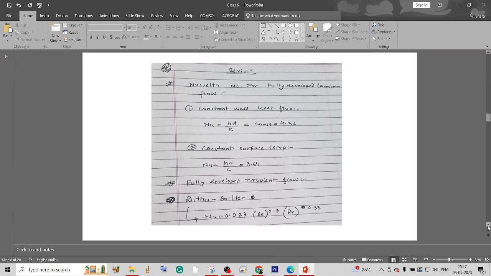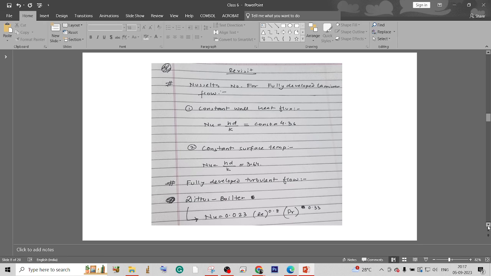So note down these formulas. We'll be using them later on. For fully developed flow, as I've already said, you have already learned in the class the constant wall heat flux terminology and what happens there.